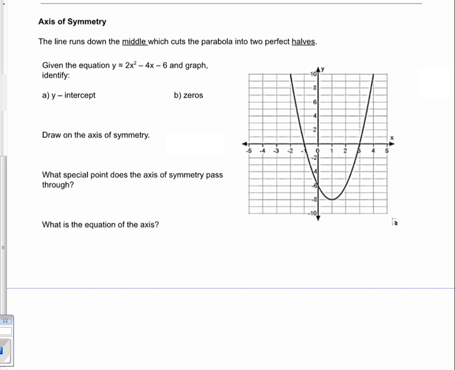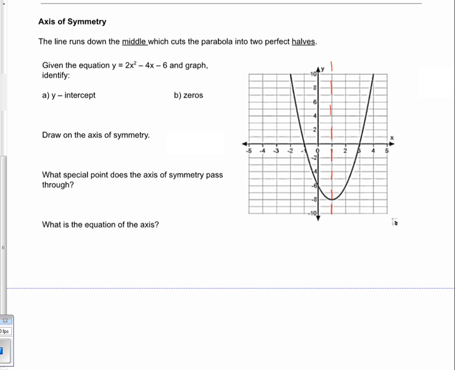We're going to take a look at what is the axis of symmetry. The axis of symmetry is the line that runs down the middle vertically through a parabola that cuts it into two perfectly even halves. Right in the middle of the parabola is where we have our vertex, actually. So we're looking for the line that cuts right through the middle.